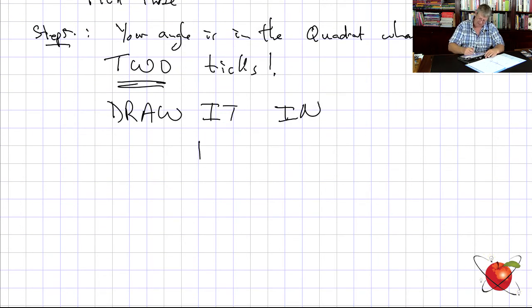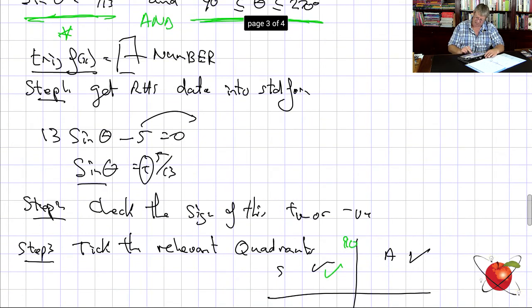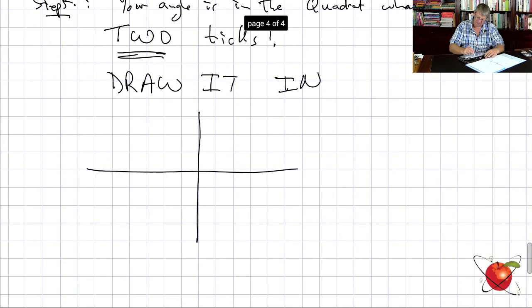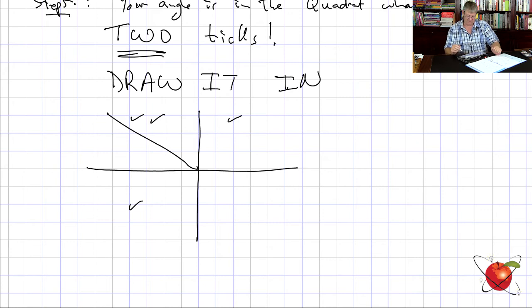Now we know that in this case, let's just go back. We had the sine, it was tick, tick, and tick, tick down there. So let's just put them in. Tick, tick, tick, and tick, tick. So we draw the angle in, like so. That is where this angle is. Right, step 6.